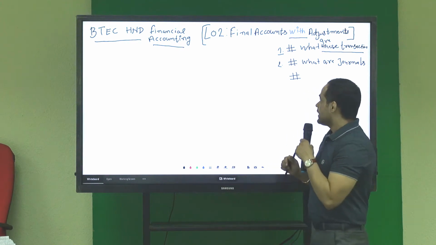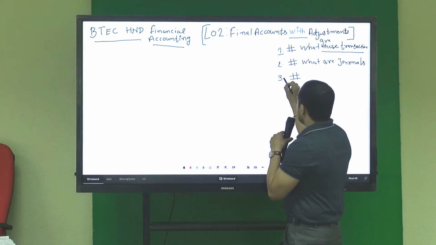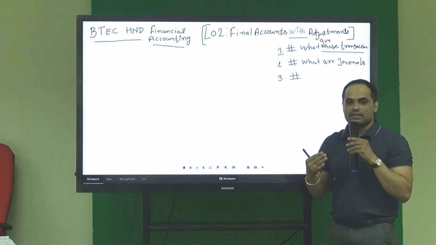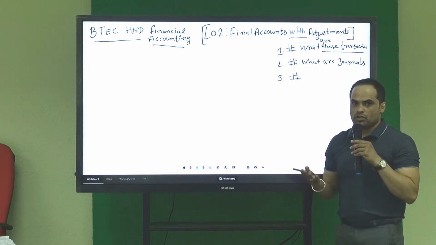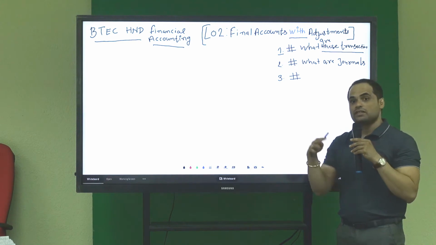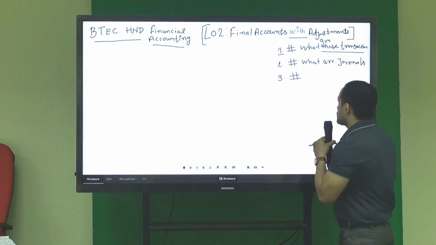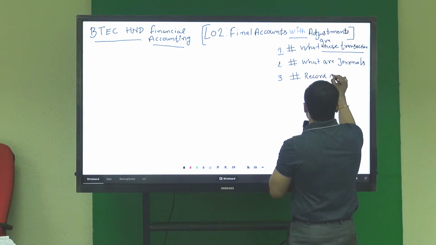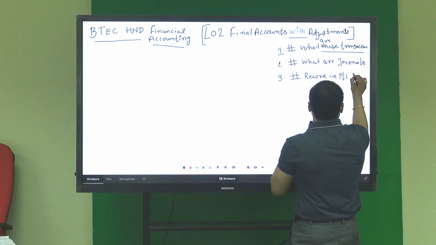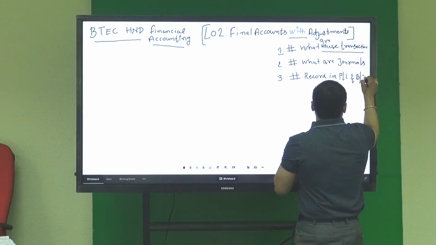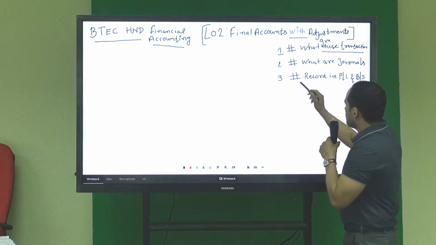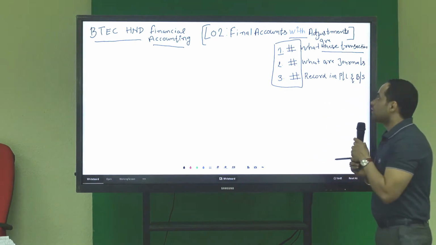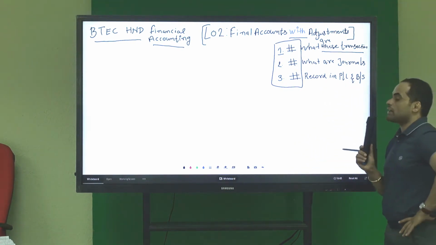And the third one is the treatment or records. How are we going to record these transactions? Some in profit and loss, some in the balance sheet. So record in profit and loss and balance sheet. So those are the 3 things you're going to learn in this final accounts with adjustments.